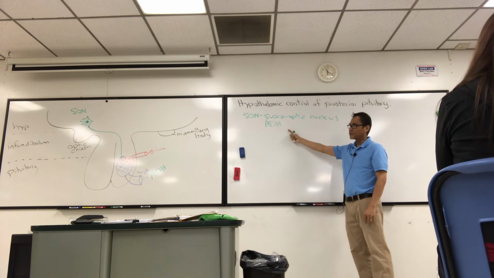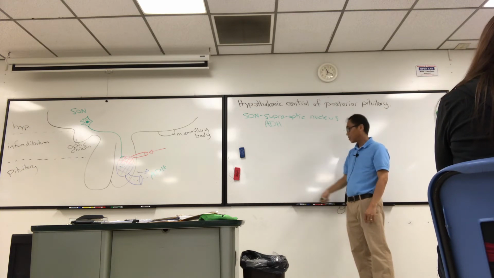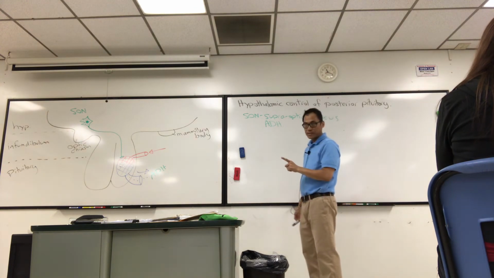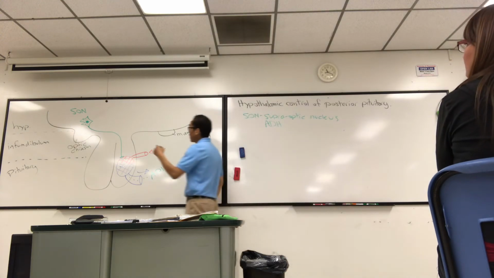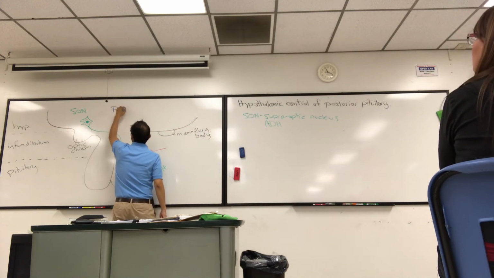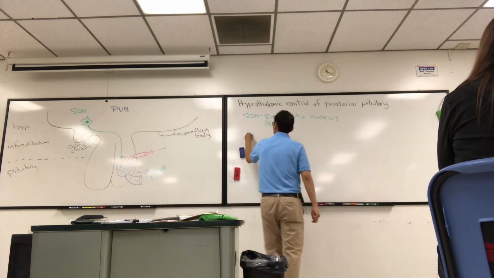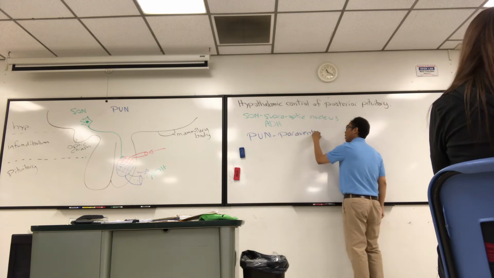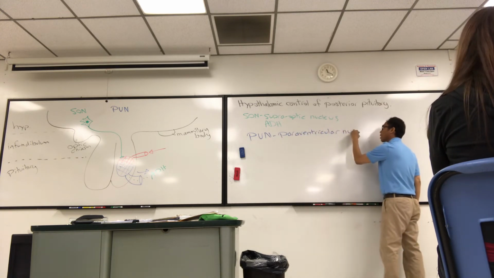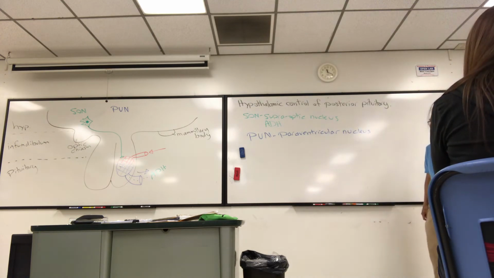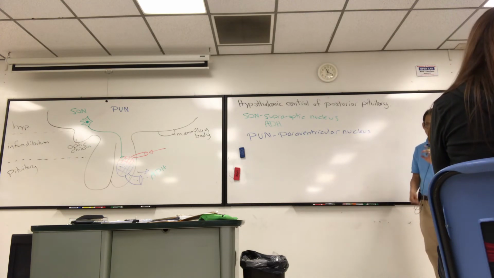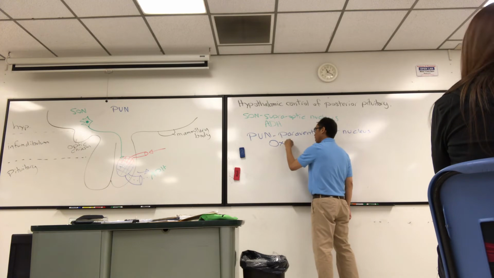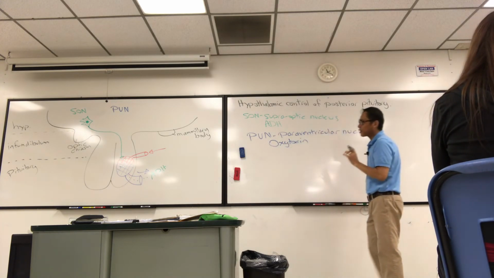Are there any questions on that? There's another nucleus I want you to know. I abbreviate it PVN, the paraventricular nucleus. Cells in this nucleus secrete the hormone oxytocin. I'll teach you the function of oxytocin later. Just focus on how it gets into the bloodstream.